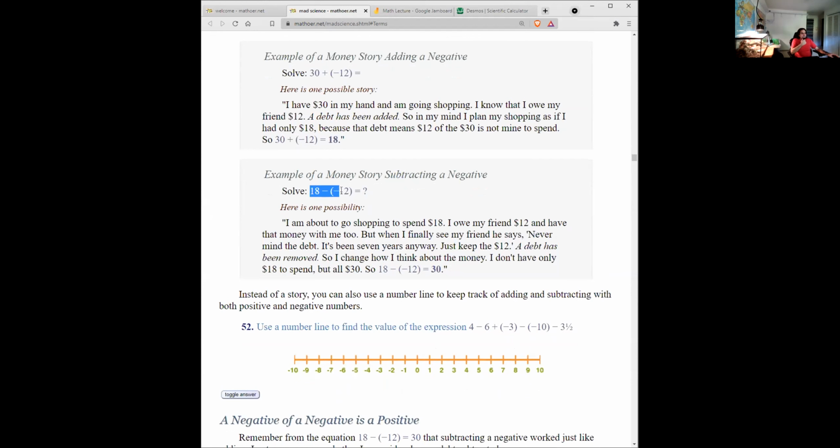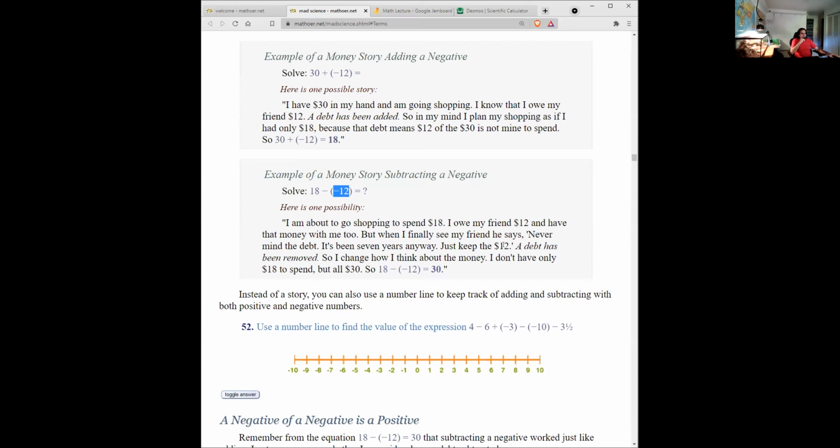If I had 18 minus -12, that would be a slightly different story. I'm about to go shopping to spend $18 and I owe my friend $12. I have this debt of 12. But my friend says, never mind the debt. It's been 7 years anyway, just keep the silly $12.